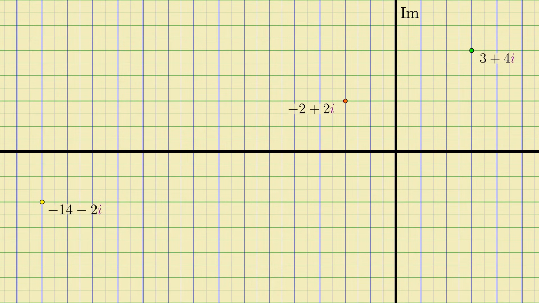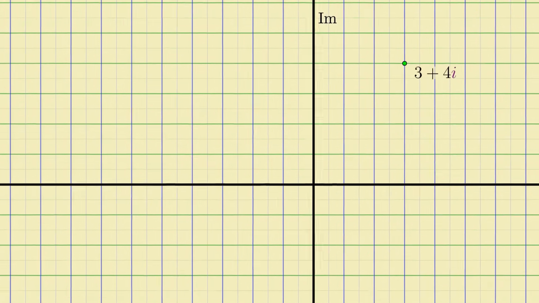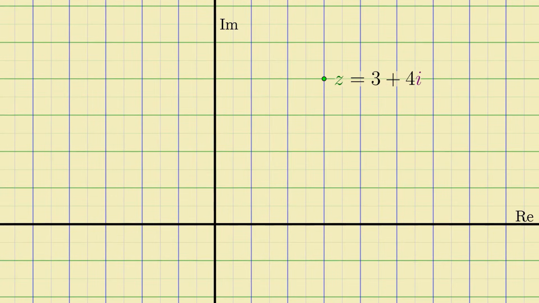It might not be clear yet what complex number multiplication means geometrically, just looking at these 3 points, but it actually has a very straightforward interpretation, which will be key to their geometric usefulness. To understand it, take a complex number z, like 3 plus 4i here, and multiply it by a complex number w that sits on the unit circle. That is, a complex number whose absolute value is 1.